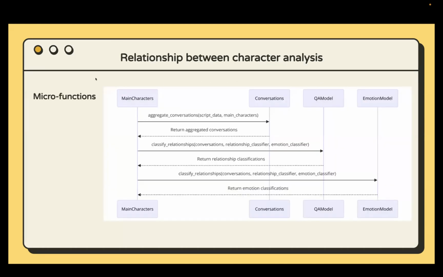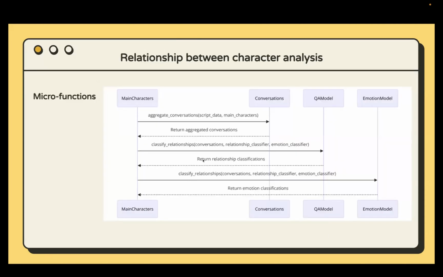So this is the diagram for the relationship between character analysis. We have different functions. There is the aggregate conversation, which takes the script data and the main characters as parameters and returns the aggregated conversation, as we just saw before.